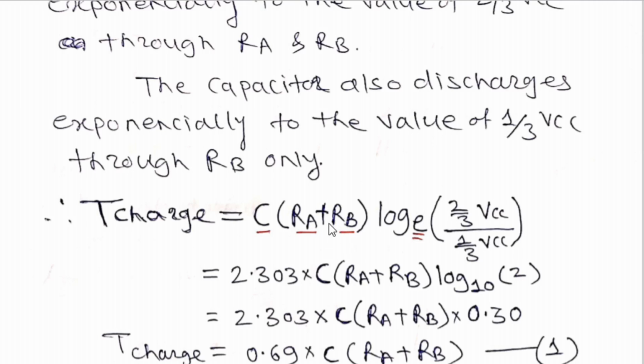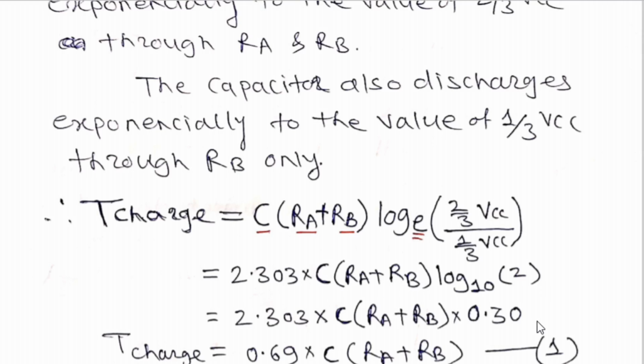Then we will go for simple mathematics. VCC will get cancelled. 2/3 divided by 1/3 comes to 2, and we will convert log to the base E to log to the base 10. All of you know, when you convert log to the base E to log to the base 10, you have to multiply by 2.303. So the same equation will come here with 2.303, because I have converted log to the base E to log to the base 10. Otherwise, C will remain as it is, and RA and RB are there, so there is no change.